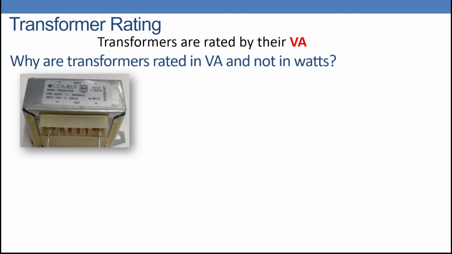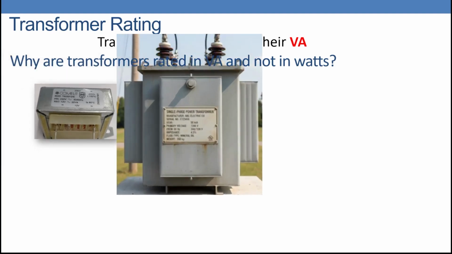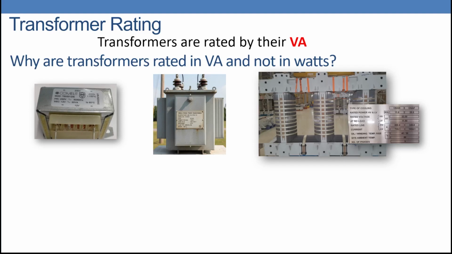If we look at different nameplates, for example this one, the nameplate shows a 20 volt ampere transformer. Another one here is 50 kilovolt ampere. The third one is a huge transformer, 15 megavolt ampere or 20 megavolt ampere, depending on the cooling system. So ONAN, oil natural air natural, 15 megavolt ampere, or oil natural air forced, 20 megavolt ampere. So you'll notice in transformer nameplates that manufacturers typically specify ratings in volt ampere, kilovolt ampere, or megavolt ampere rather than power in watts. But why?